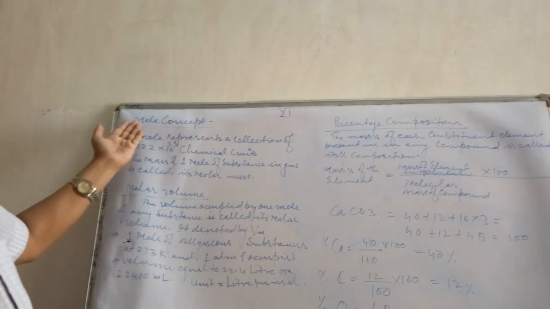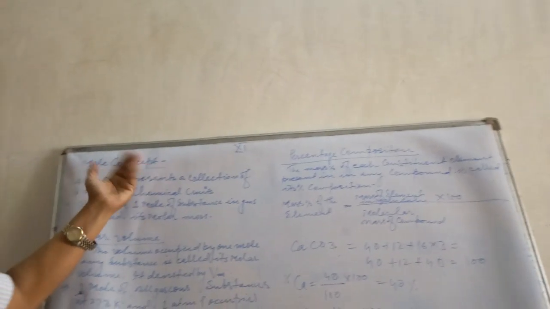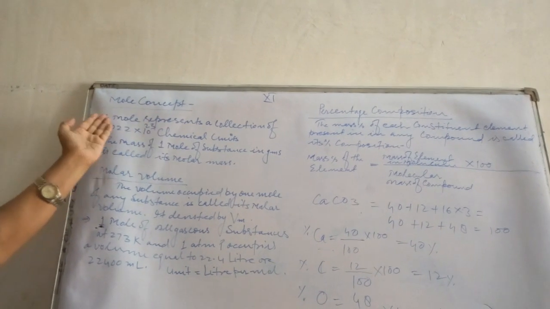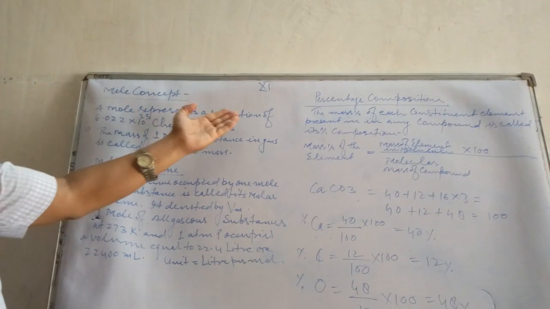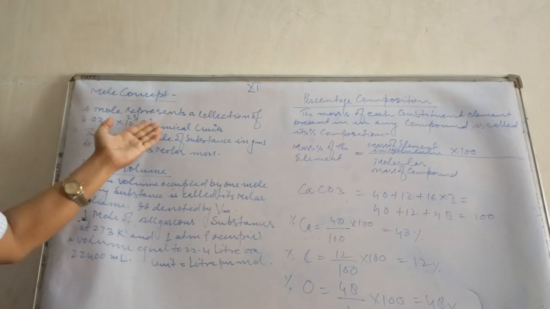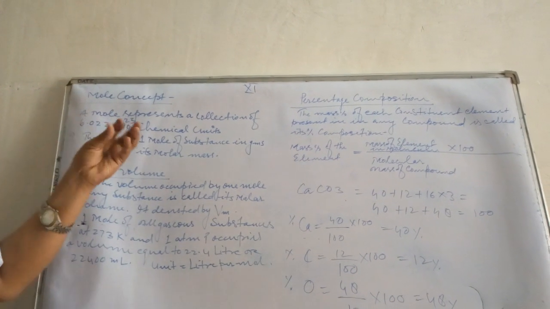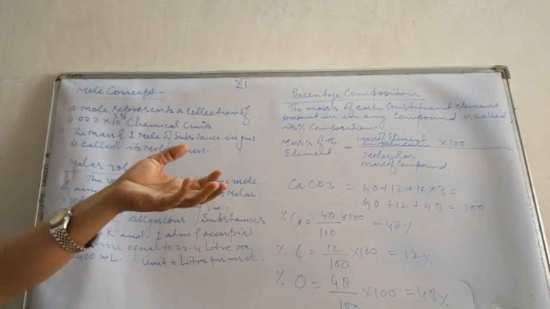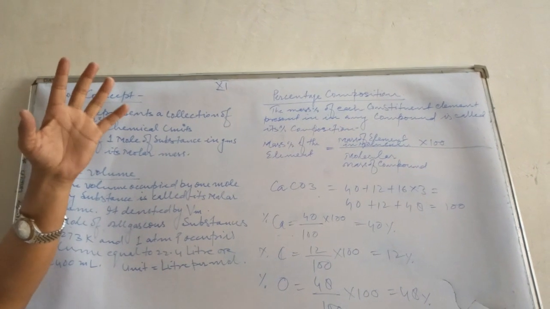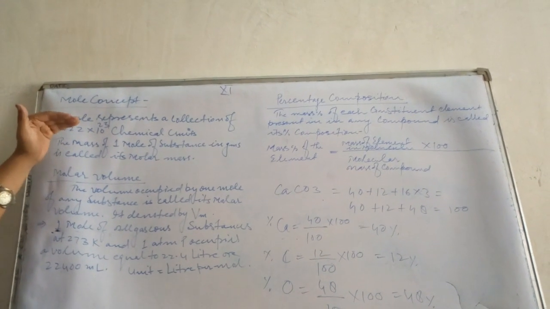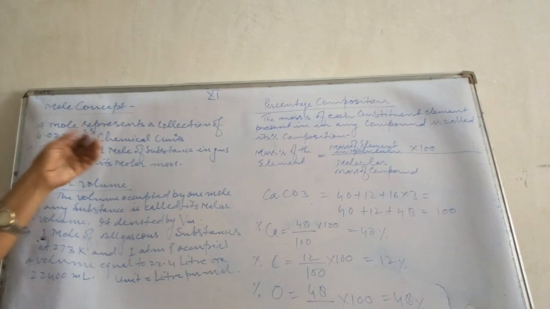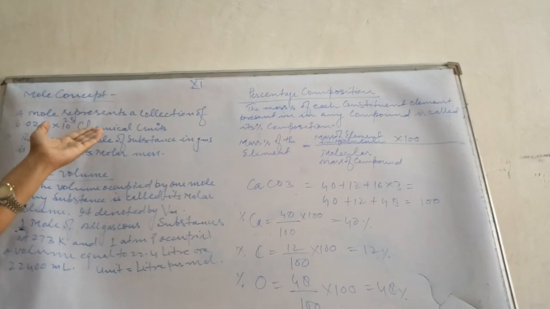Children, now this is the topic mole concept. Do you know the definition of mole? A mole represents a collection of 6.02 × 10^23 chemical units. Like a dozen. A dozen contains how many units? 12. So the mole is also a cumulative representation of a collection of Avogadro's number of chemical units.